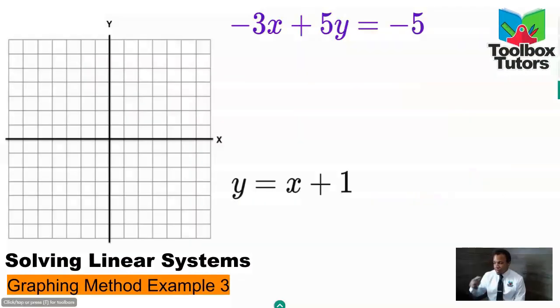You're looking at the system, -3x plus 5y equals -5, and y equals x plus 1. We'll begin with our purple function. This one's not in slope-intercept form. Remember, when we're going to slope-intercept form, what we want to do is get y on the side by itself, meaning we need to move everything else away from it. First, we'll start with this -3x.